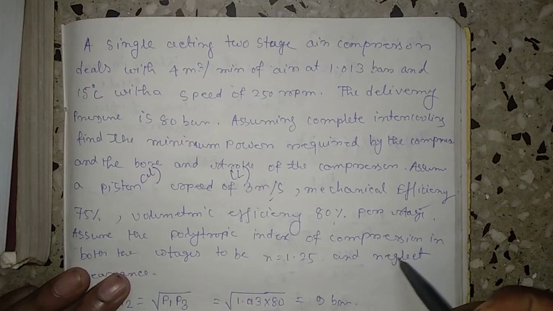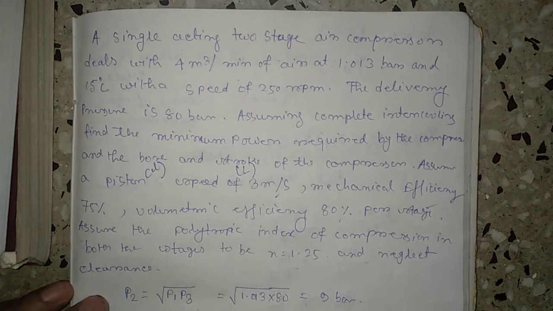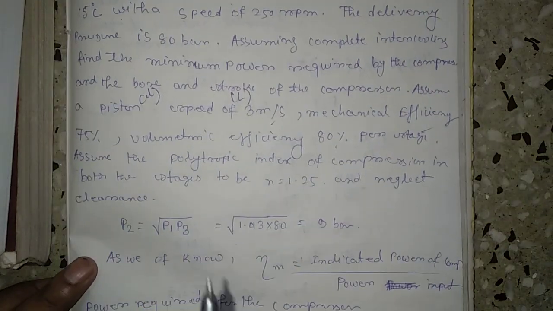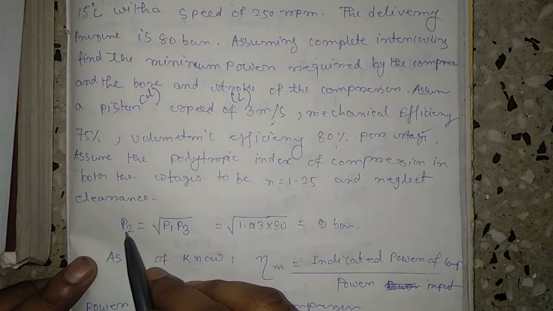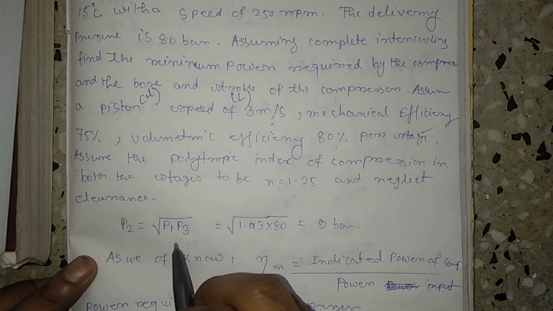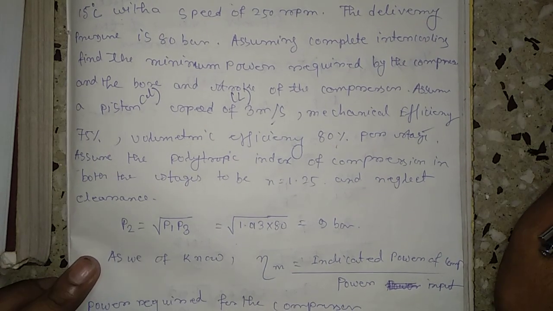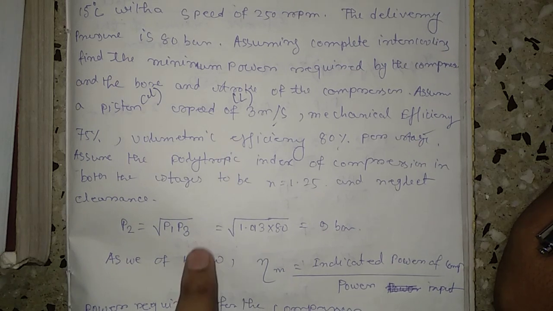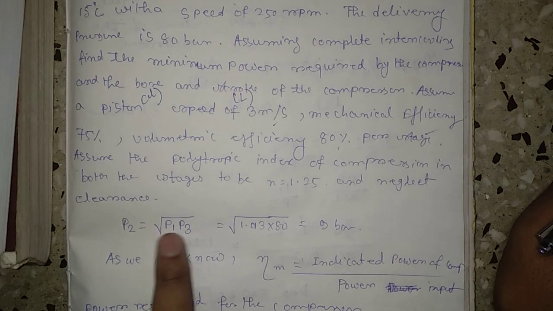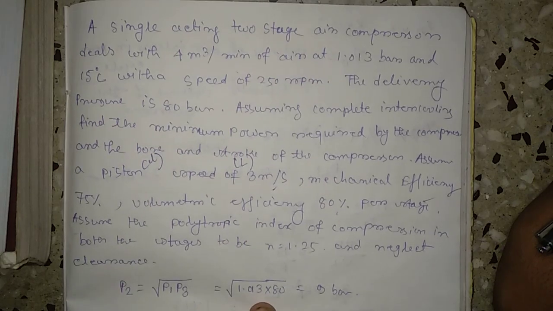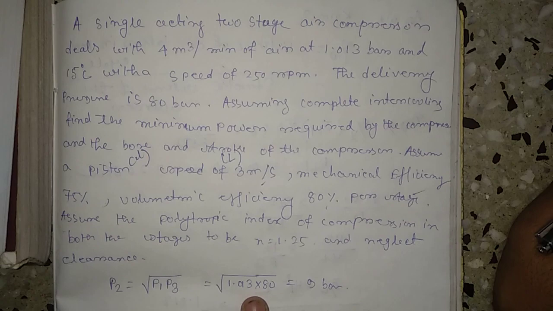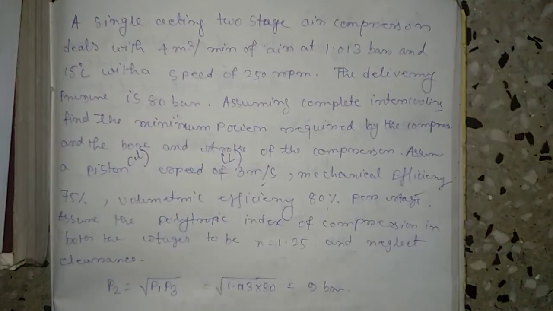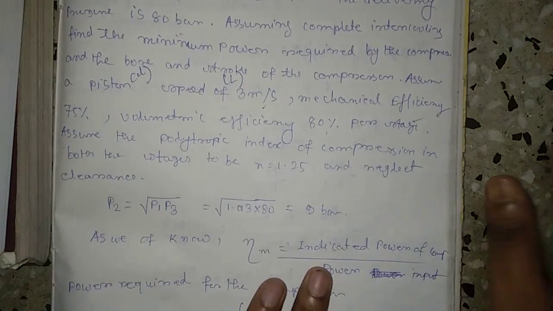Now, the first stage is a polytropic compression process. As you know, to get the maximum efficiency, the main condition is that P2, the intermediate pressure, is equal to the square root of the product of the initial pressure and the final delivery pressure. So P2 will be the square root of P1 times P3. The value of P1 is already known to you, 1.013 bar, and P3 is 80 bar. So P2 will be 9 bar.